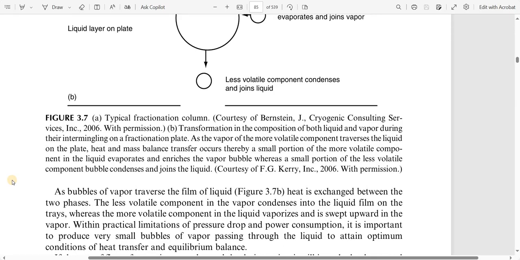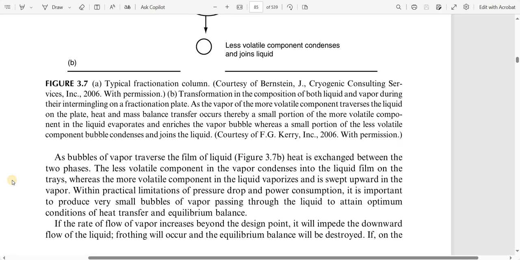The first one is a typical fractionation column, and the second one shows the transformation in the composition of both liquid and vapor during the intermingling on the fractionation plate. As the vapor of the more volatile component contacts the liquid on the plate, heat and mass transfer occurs, whereby a small portion of the more volatile component in the liquid evaporates and enriches the vapor volume, whereas a small portion of the less volatile component in the vapor condenses and joins the liquid.